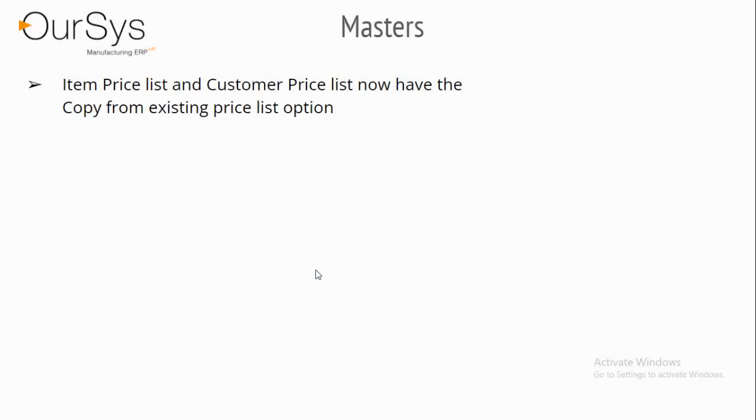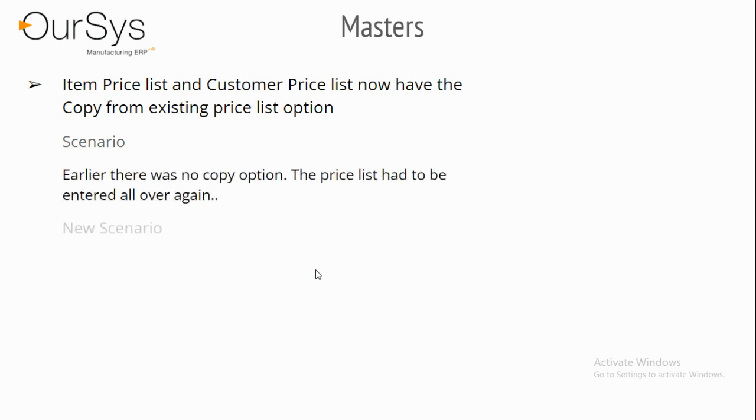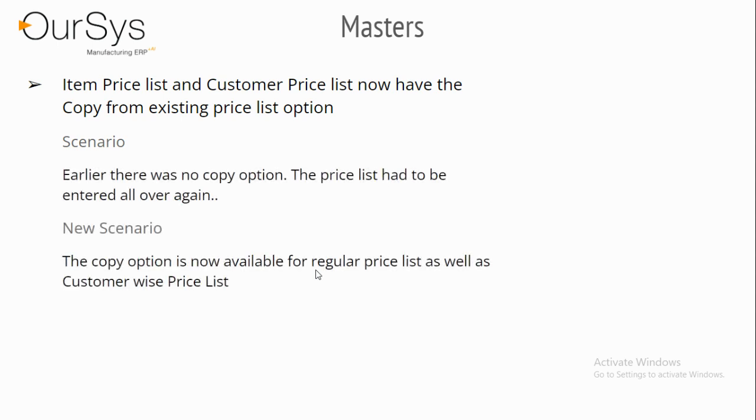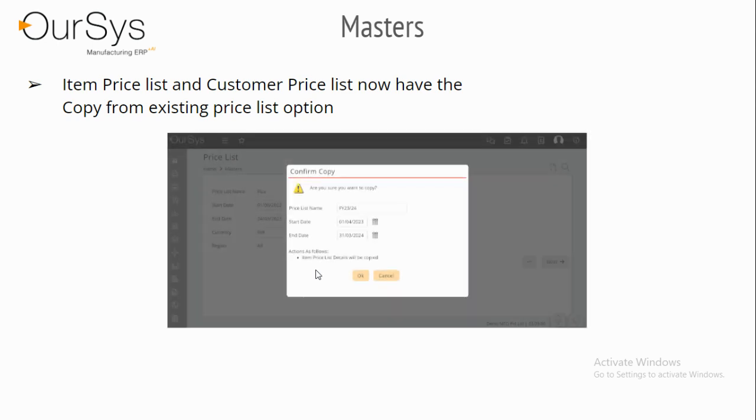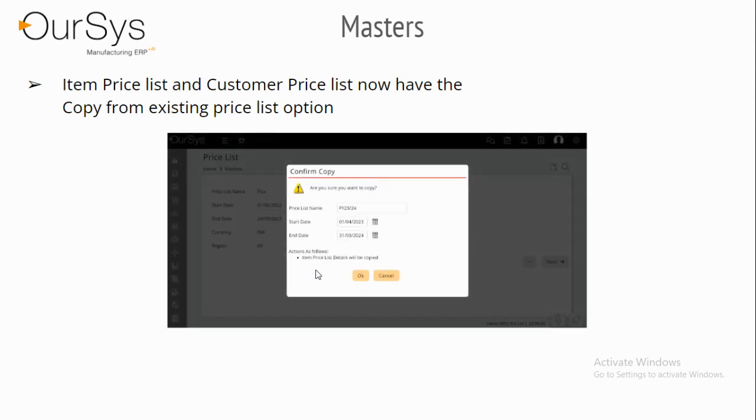In the master, we have now given a provision to copy the item price list and customer price list. So you can copy the existing item price list and customer price list to a new price list. You don't have to make a new price list. From the existing price list, you can copy, make whatever changes you need in the rates, and save the data. So it saves a lot of your time.